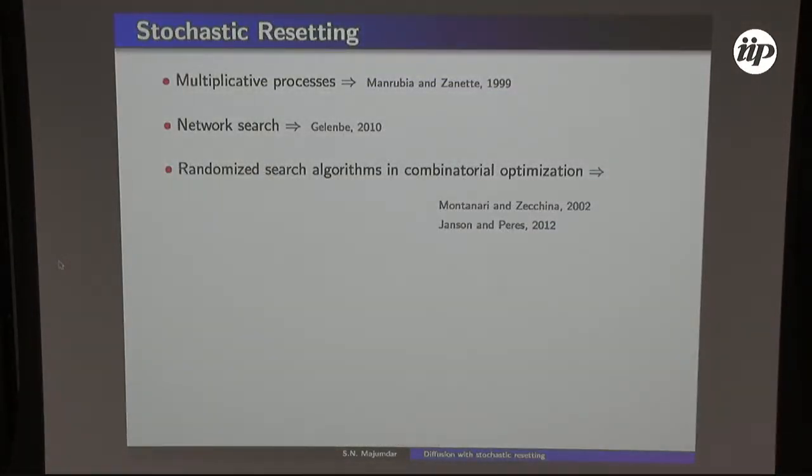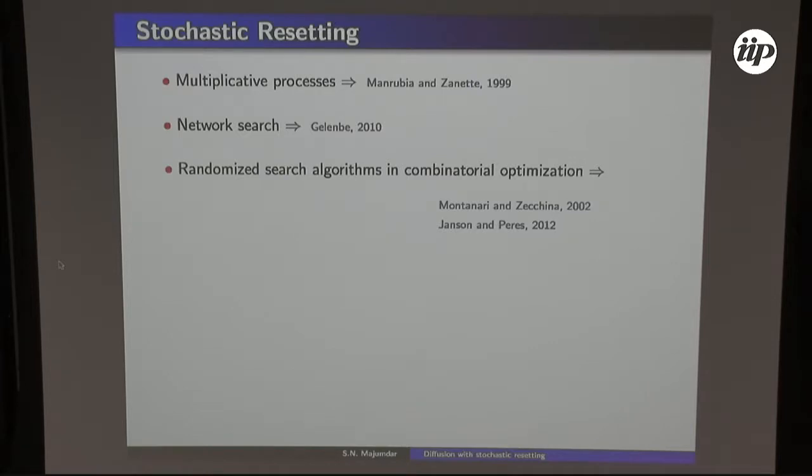Now this resetting business actually has been around for a while, and in fact it was studied, to my knowledge, first by Mandrubia and Zanet in multiplicative processes, then in network search, and in randomized search algorithms in combinatorial optimization problems. This is also routinely used, for example, if you are doing a simulated annealing algorithm to find the global ground state of some configurations in glassy systems.